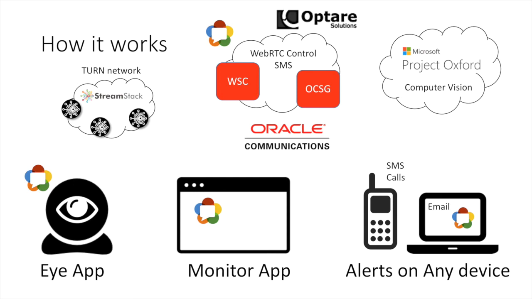I also used Oracle's Communications Services Gateway for their SMS API. And this was really great. It was all hosted in Optair's network, and this made it really easy to get going. I certainly wouldn't have had enough time in the 24 hours I did this hack to worry about installing software and getting all that set up. And in addition, I leveraged Microsoft's Project Oxford computer vision APIs with a lot of cool new capabilities.